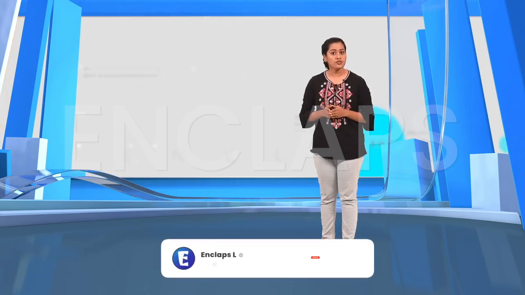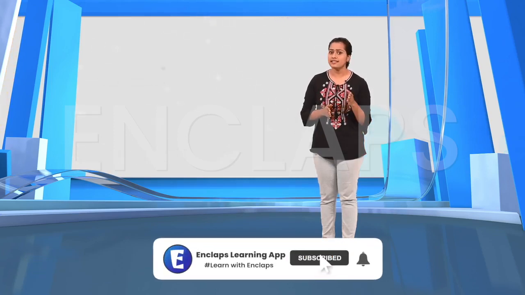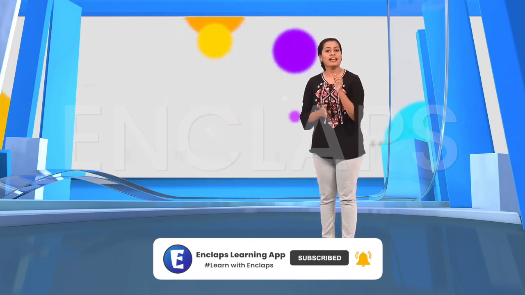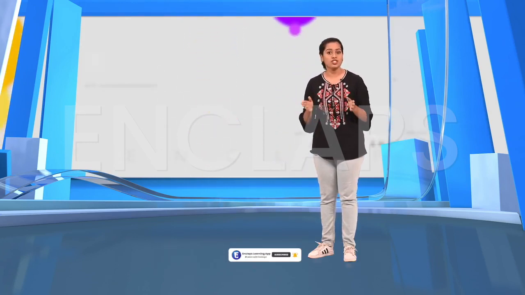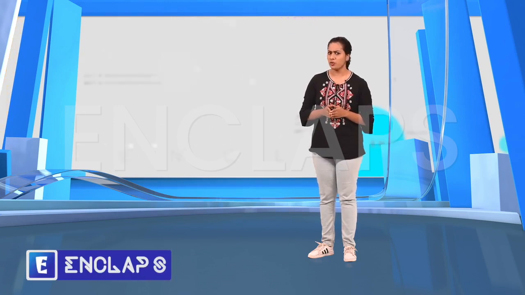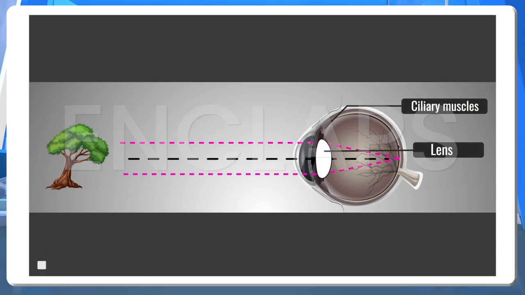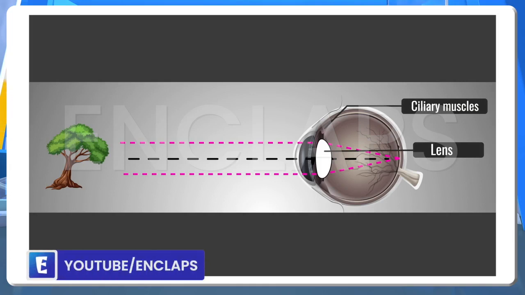Does the position of the retina change as the distance from the object changes? No. It is the focal length that is changing with the position of the object. How is it possible? As a result of the contraction of the ciliary muscles of the eye, the focus of the lens is precisely adjusted to the position of the retina. That's the reason why we are able to see objects at different distances clearly.